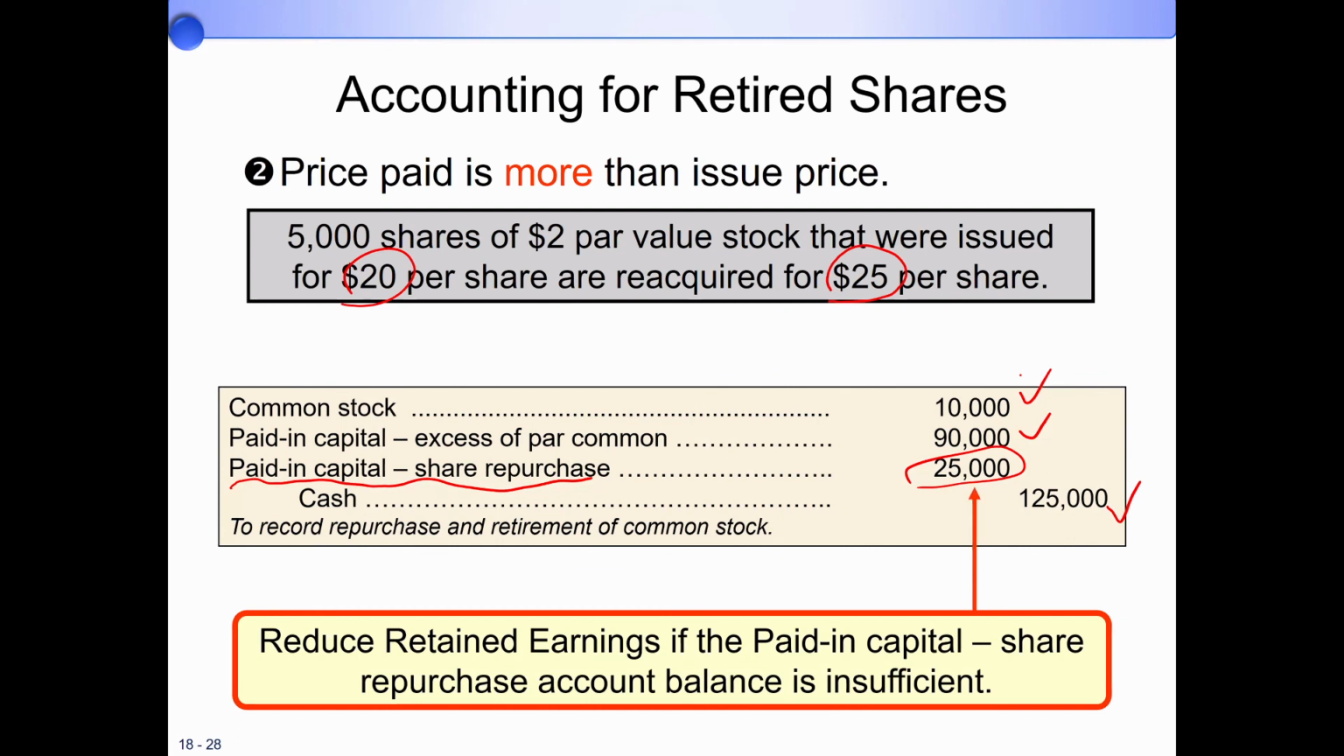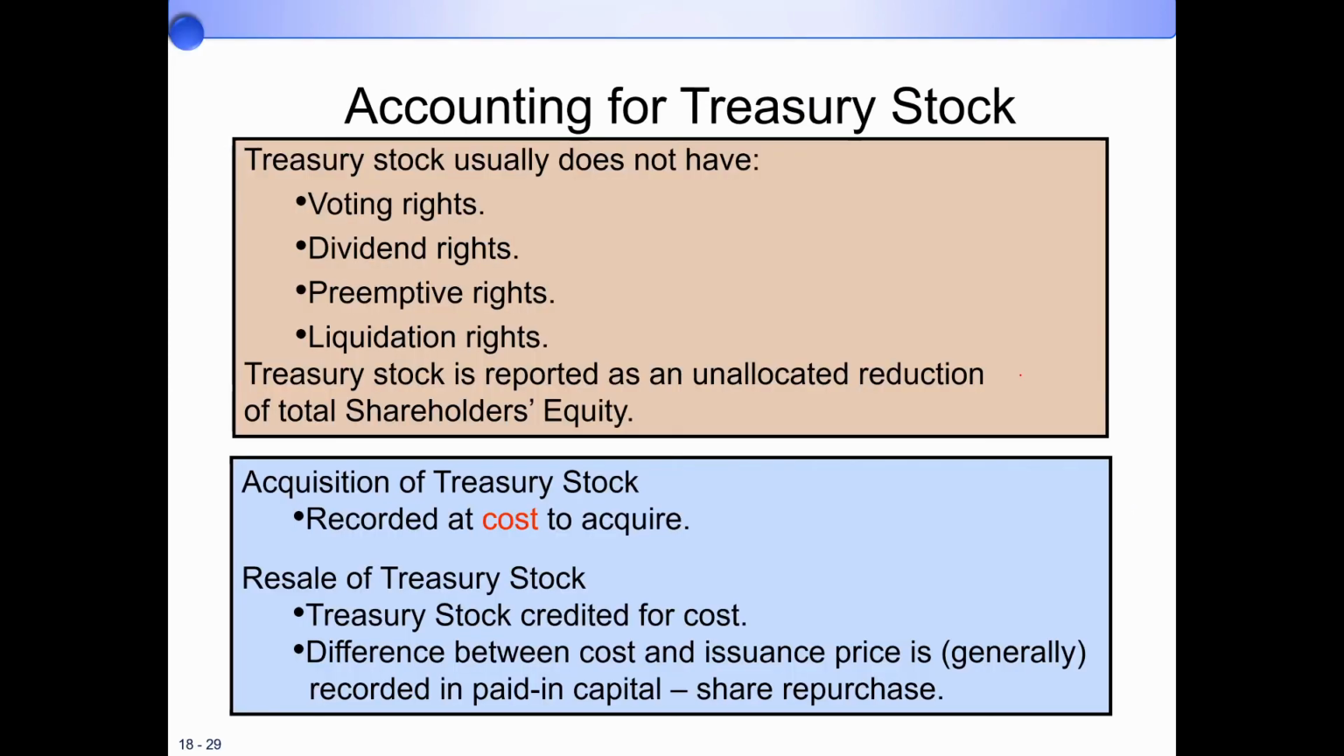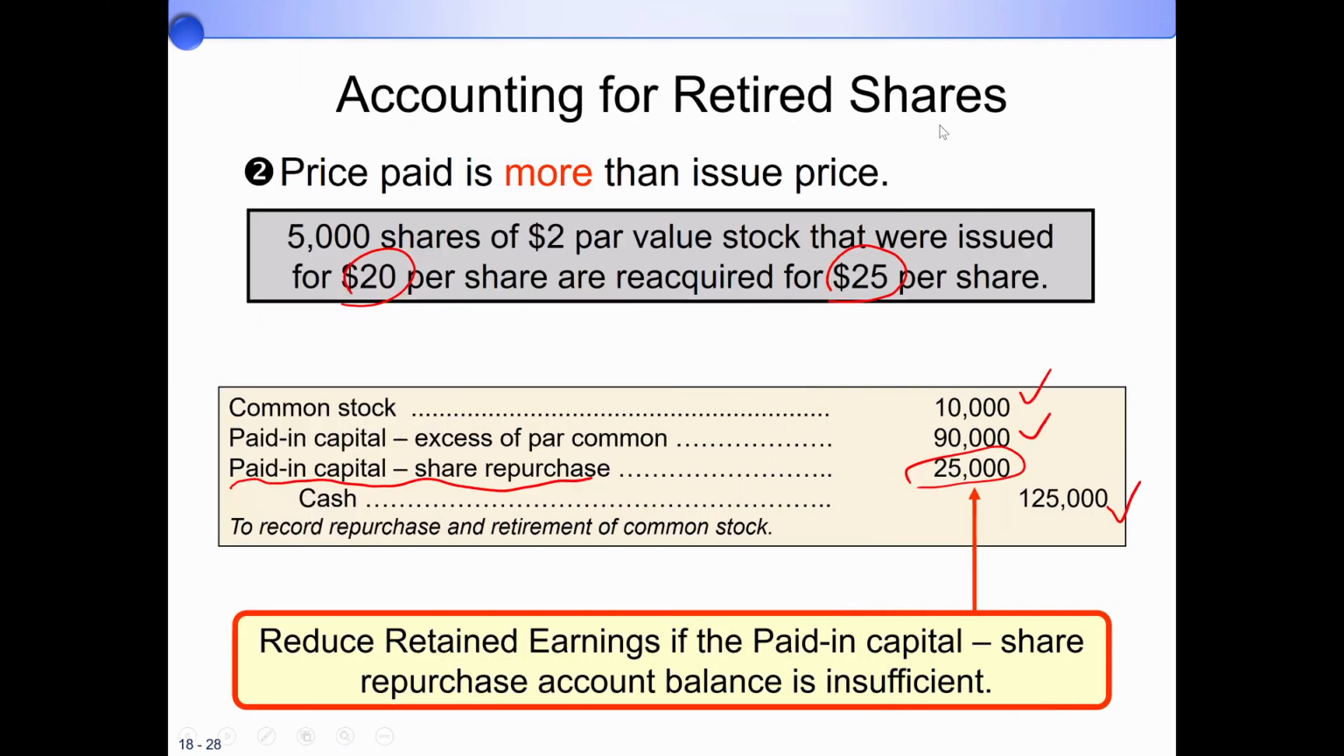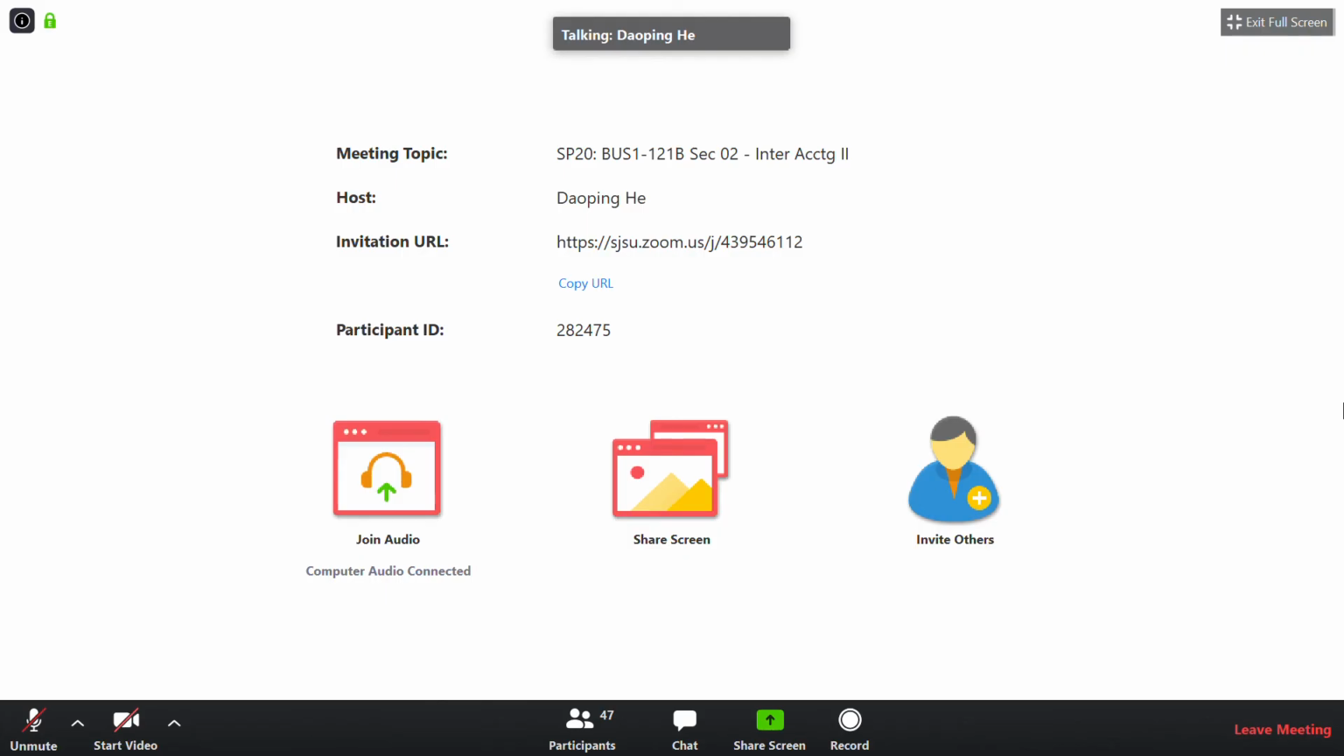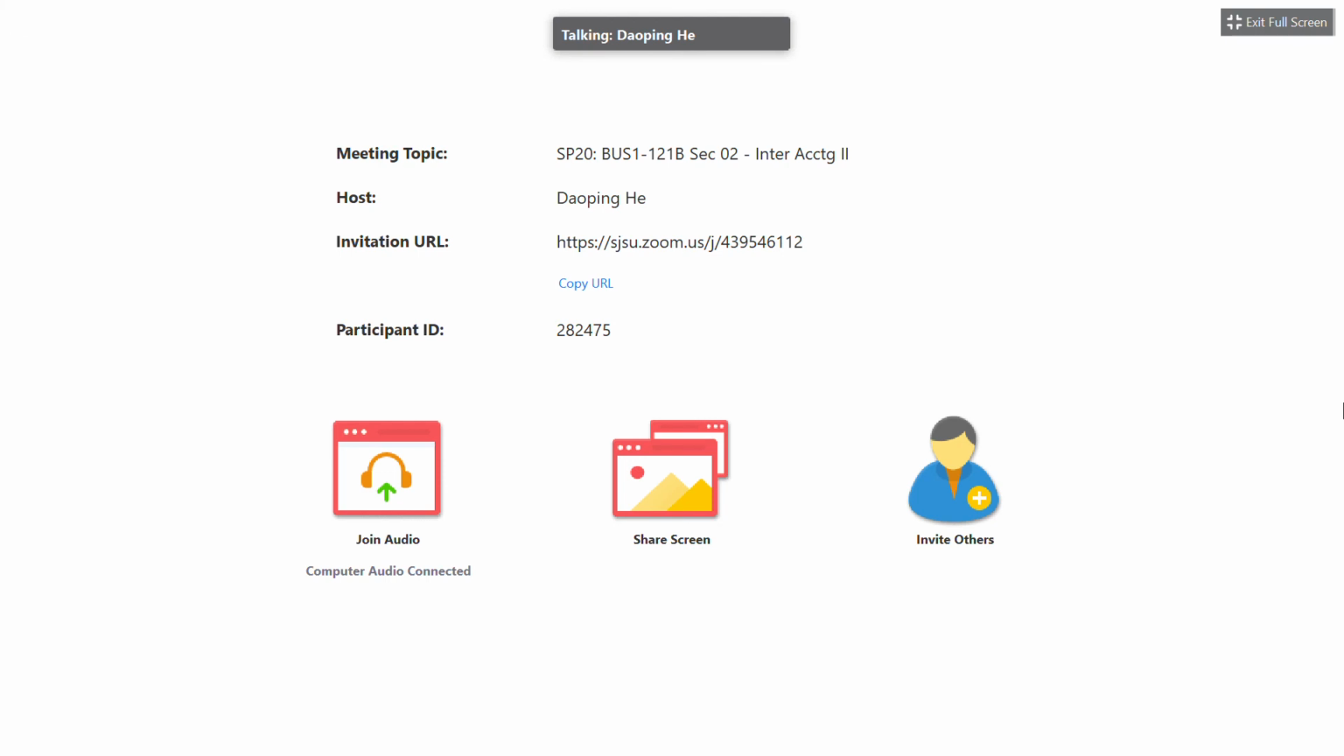You decrease your retained earnings account. You have no choice, because in that situation you can count it as a real loss. When you have a loss, your retained earnings decrease. That makes sense, everyone? I want you to practice this part. Let's practice.